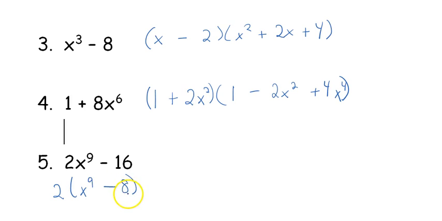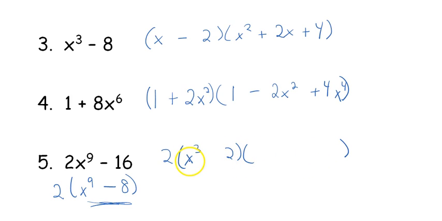And now you do have perfect cubes, and you will just bring that 2 along in front of what you're doing. So I'm going to put the 2, then I'm going to do my little parenthesis and my big parenthesis, and I'm going to use the x to the 9th minus 8 to fill those out. So the cube root of x to the 9th, divide the power by 3, I get x cubed. And then the cube root of 8 is 2.